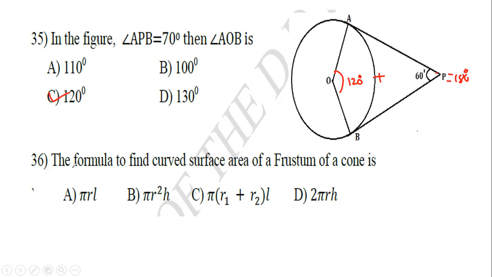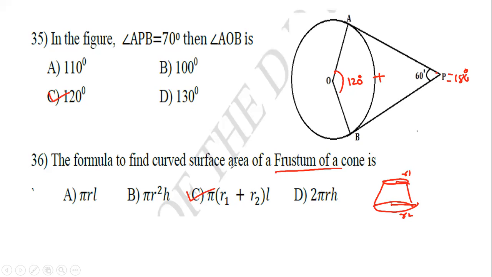Next, the formula to find the curved surface area of the frustum of the cone. Observe here, if you don't know the formula, frustum of the cone. So how many radii are there in the frustum of the cone? 2 radii are present, R1 and R2. Is it right? So this is R1, this one is R2. R1 and R2 are only present in option C. Okay, choose option C, the correct answer. Pi into R1 plus R2 into L.